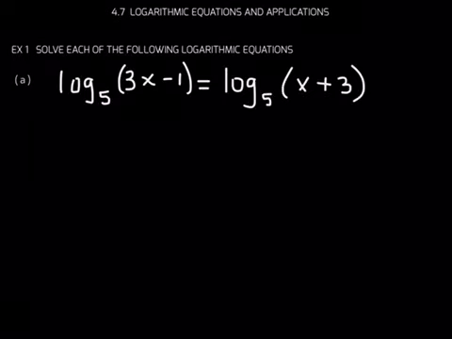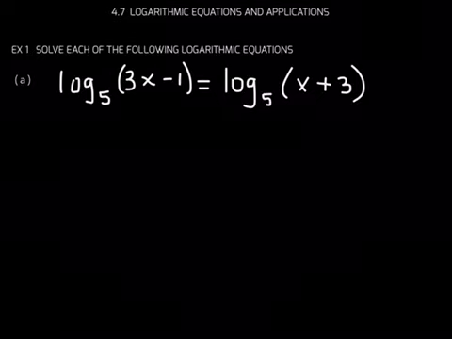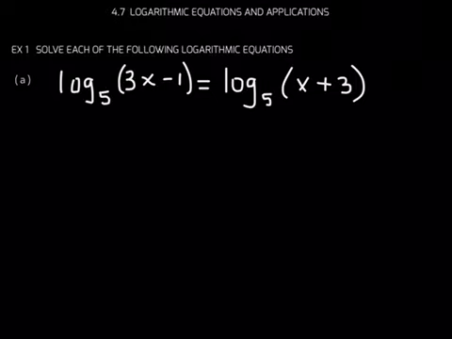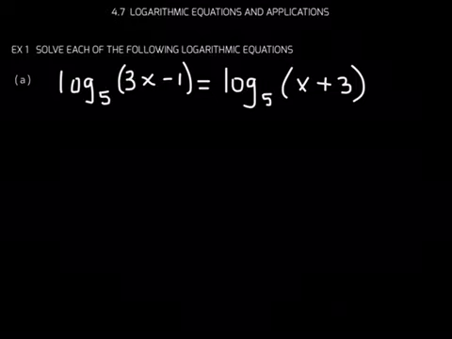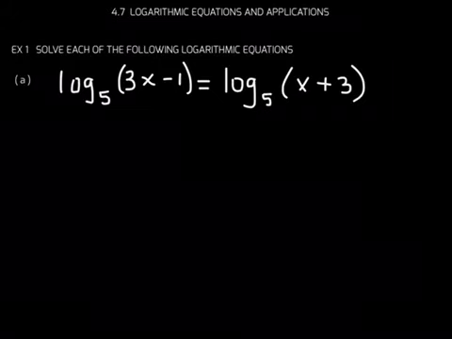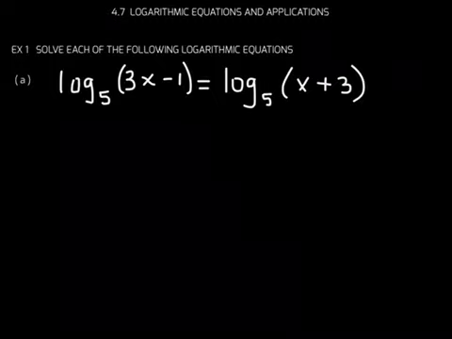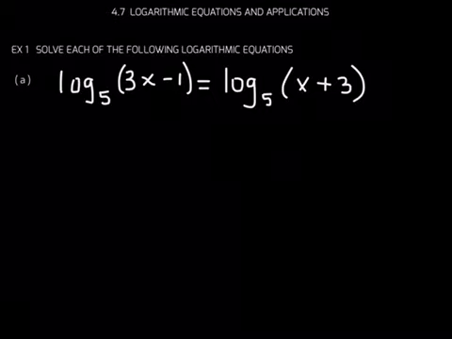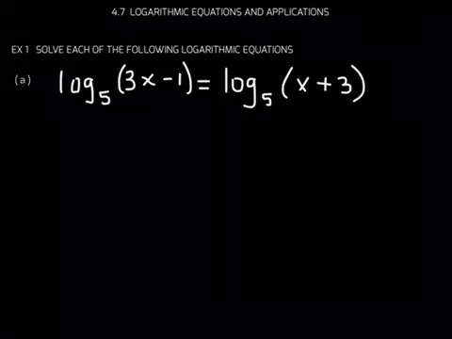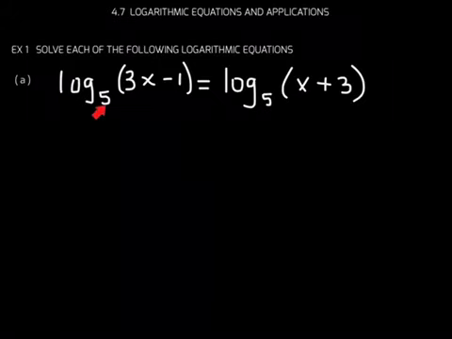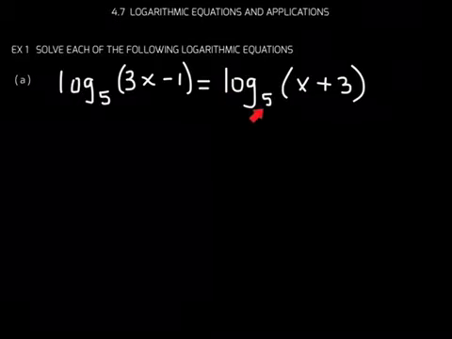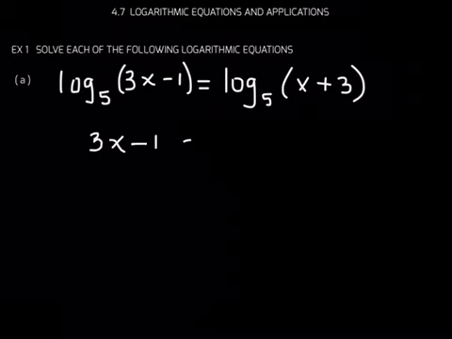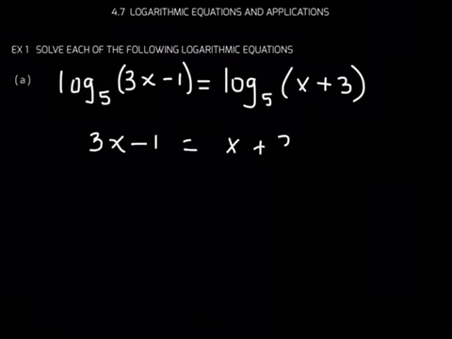Alright, we have log base 5 of 3x minus 1 is equal to log base 5 of x plus 3. I want you to draw the analogy here from when we were discussing exponential equations. In the previous lesson, whenever we had an exponential expression set equal to another exponential expression with a common base, we drop the bases and set the exponents equal. Well, similarly, because log functions are also one-to-one, if I have log base 5 set equal to another log with the same base, we can drop the logs and just set the arguments equal to each other. So it's very similar to how we approached exponential equations that have the same base.